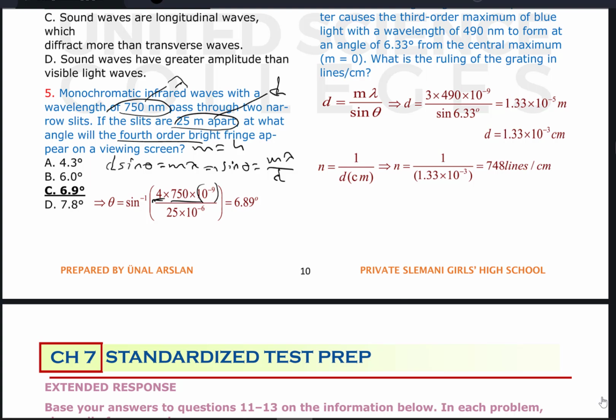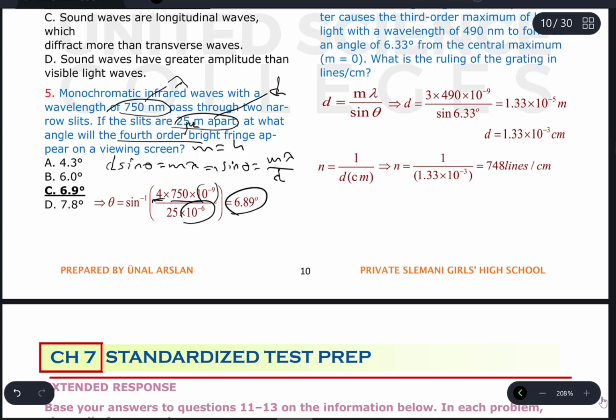I think this is 25. 25 meters apart is so huge. It must be micrometer most probably, so we multiply by 10 to the power negative 6. 25 micrometers apart, so 25 micrometers is converted to meters by 10 to the power negative 6. Result is going to be 6.89.